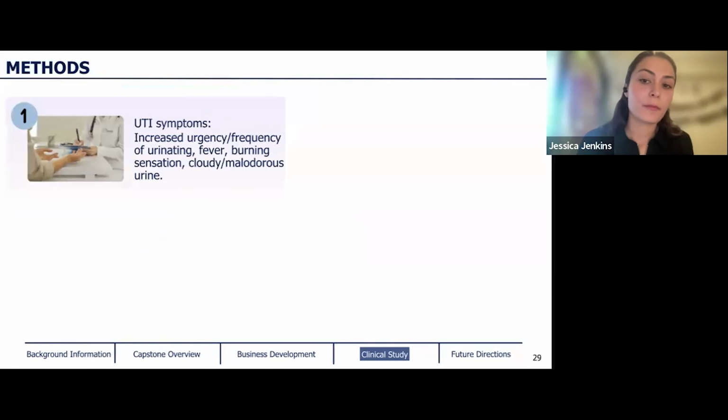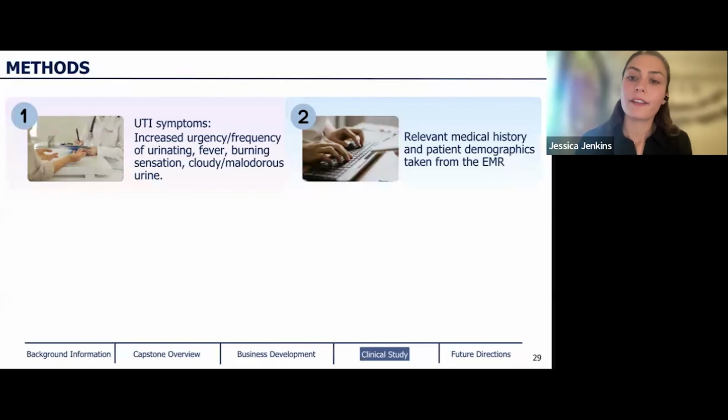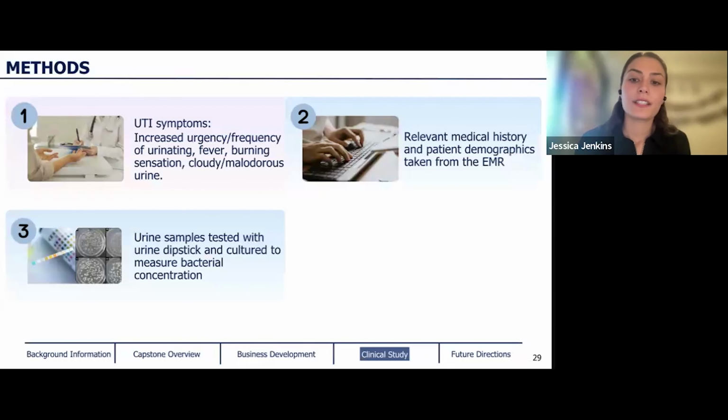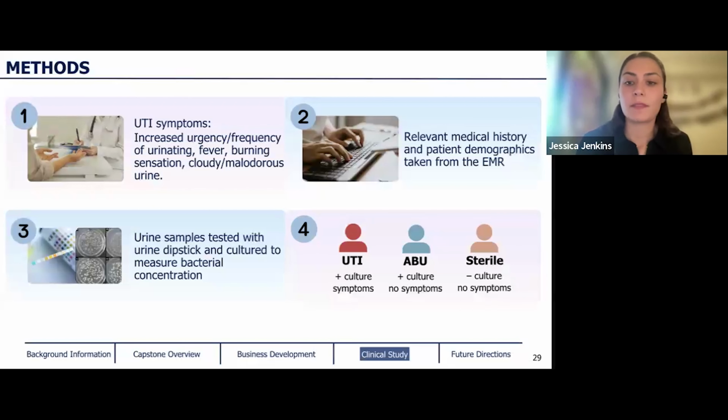As part of their regular appointment, participants were asked by their healthcare provider whether they experienced any of the UTI symptoms listed here. Relevant demographic information and medical history were acquired from the participants' EMR profiles. Collected urine samples were aliquoted, tested with conventional urine dipsticks, and then cultured to determine the concentration of bacteria. Based on symptoms and urinary bacterial concentration, participants were categorized into the UTI, ABU, and sterile urine cohorts.